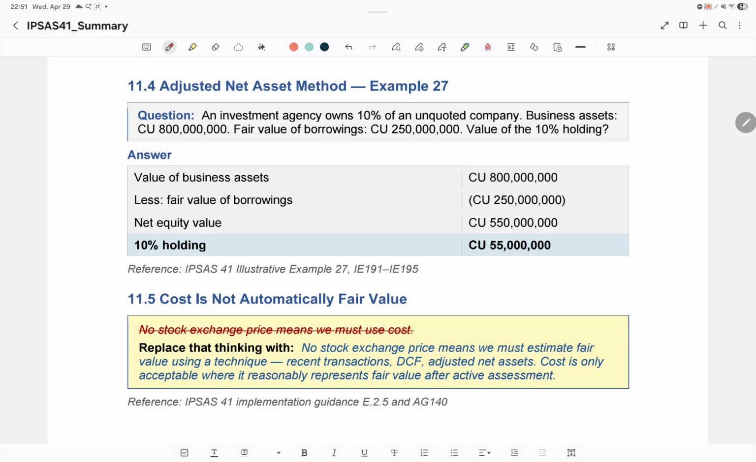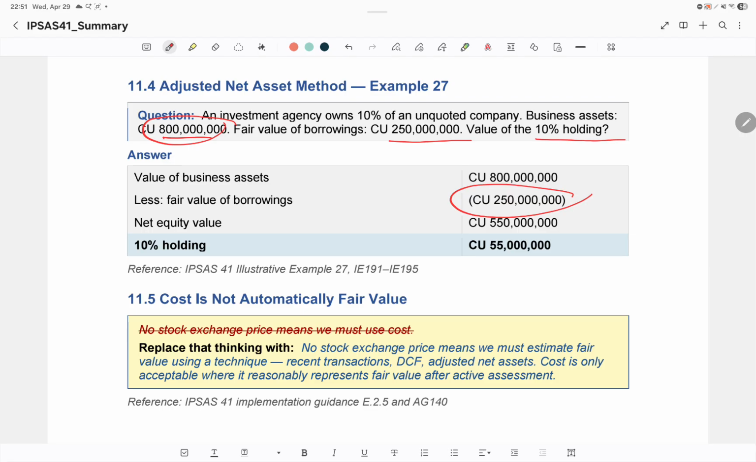Adjusted net asset method. An investment agency owns 10% of an unquoted company. Business assets are currency unit 800,000. Fair value of borrowing is 250,000. What is the fair value of the 10% holding? So how do you do it? Since we know the value of business assets is 800 and the fair value of the borrowings is 250, our net equity is how much?